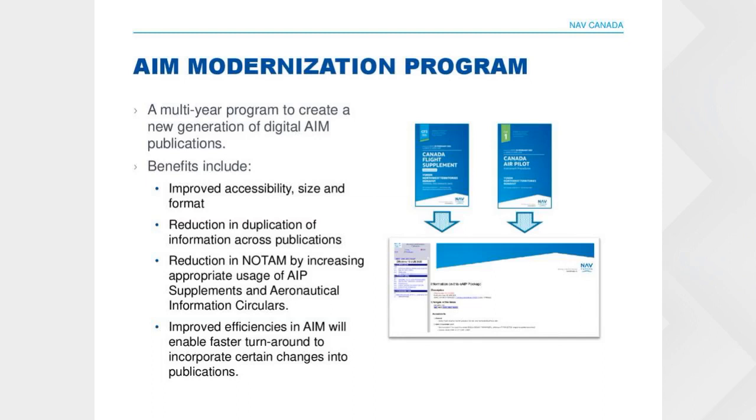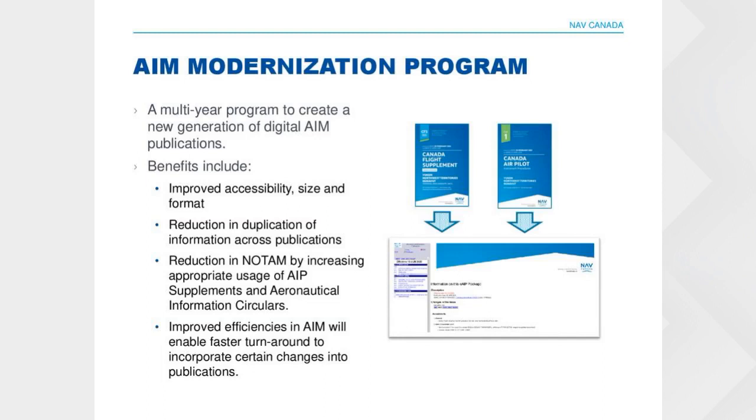So this slide is about AIM modernization, and what this is, it's a multi-year program to create a new generation of digital AIM publications. So benefits of this will be improved accessibility and size of the format. There'll be a reduction in duplication of information across the publications. So now you can find things in the CFS that are also in the CAP and the CAP Gen. There'll be a reduction in NOTAM by increasing the appropriate usage of the AIP supplements and the Aeronautical Information Circulars.